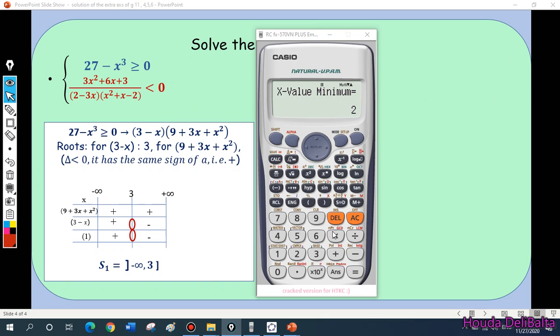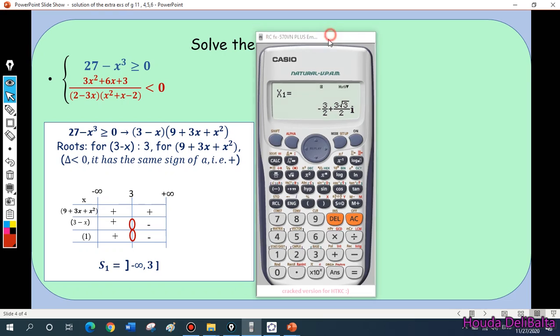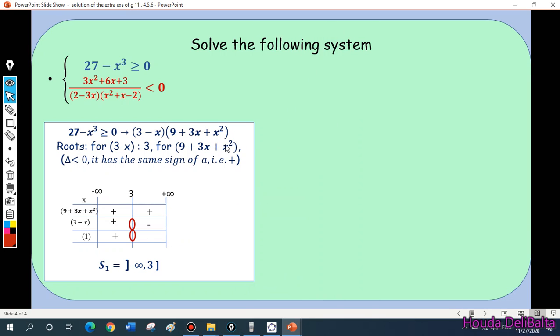Here a is 1. A is the coefficient of x squared, and b is the coefficient of x, which is 3, and c, the constant, is 9. So let's see what we are going to get. There is i here. That means that this has no real solutions, and delta is negative as well. Because delta is negative, then we have to take the sign of a, which is positive. So all of this factor is positive. The sign of this one is positive, thus we just care about the sign of the linear 3 minus x.